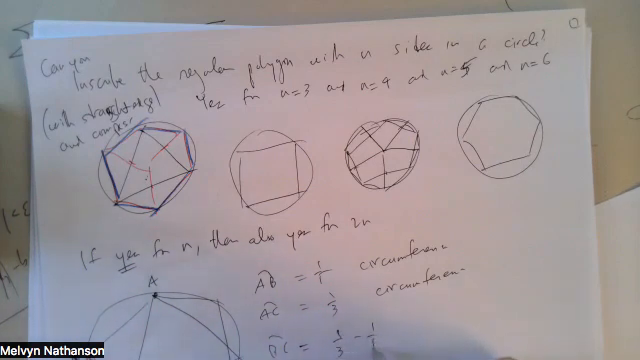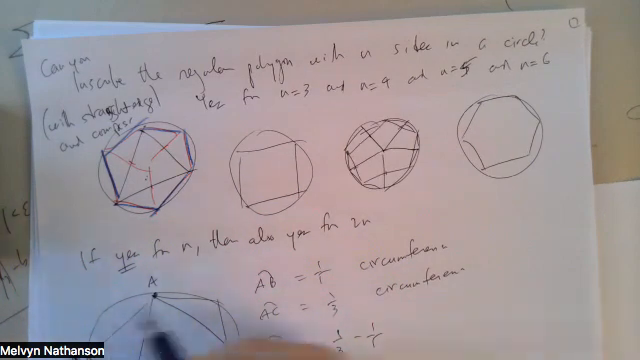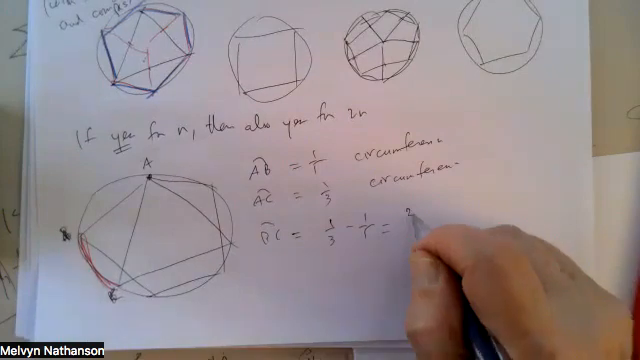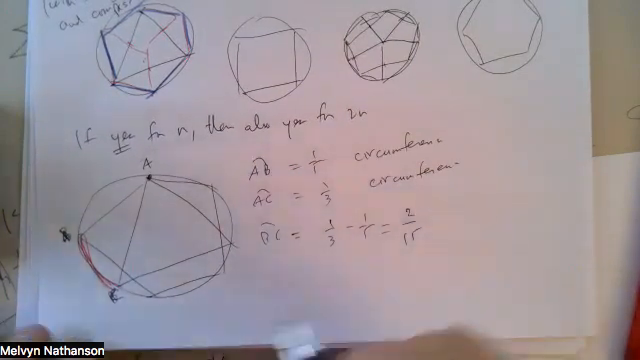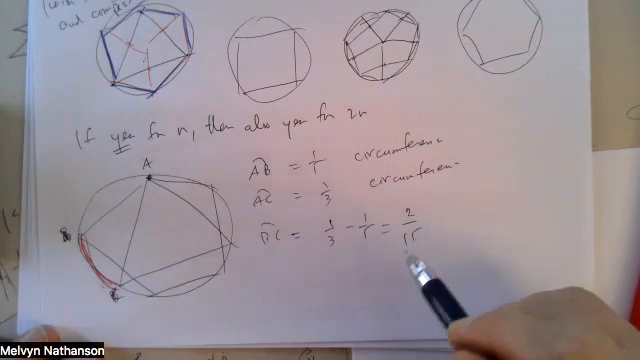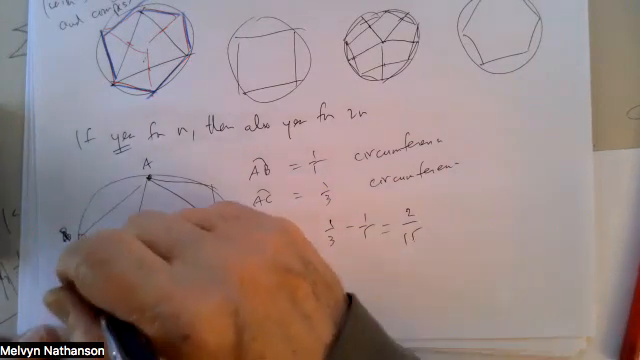A third minus a fifth. A third minus a fifth is 2/15. So the arc from B to C is 2/15 of the circumference.